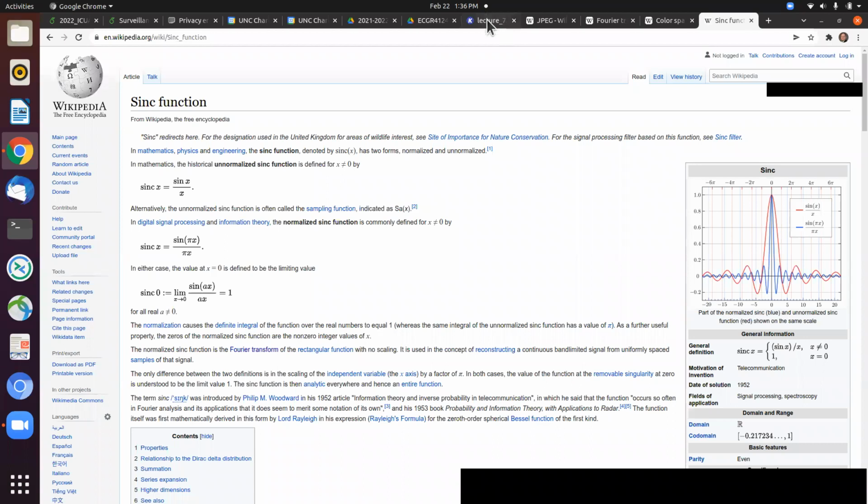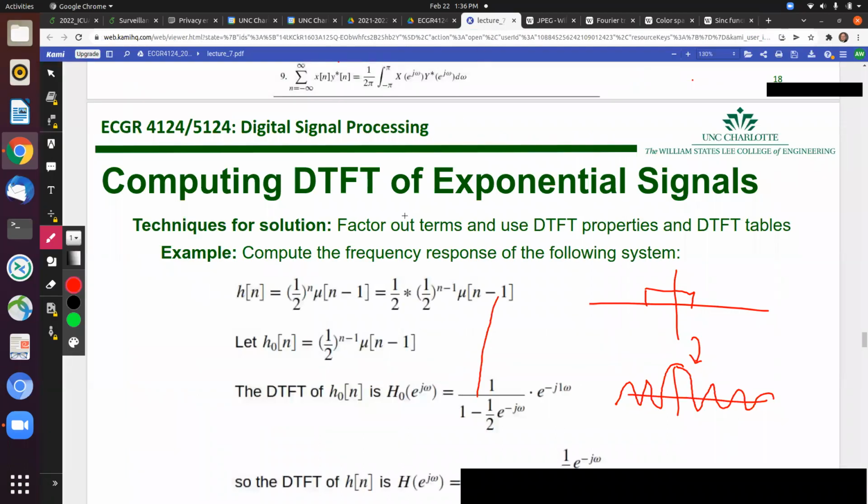Okay, so this is all mathematical insight, but we need mathematical analysis tools here. So, computing the DTFT of exponential signals. Say that we have an h of n and we want to find its DTFT. Well, we basically just need to plug into the equation. But I'm showing you a tricky little skill here.